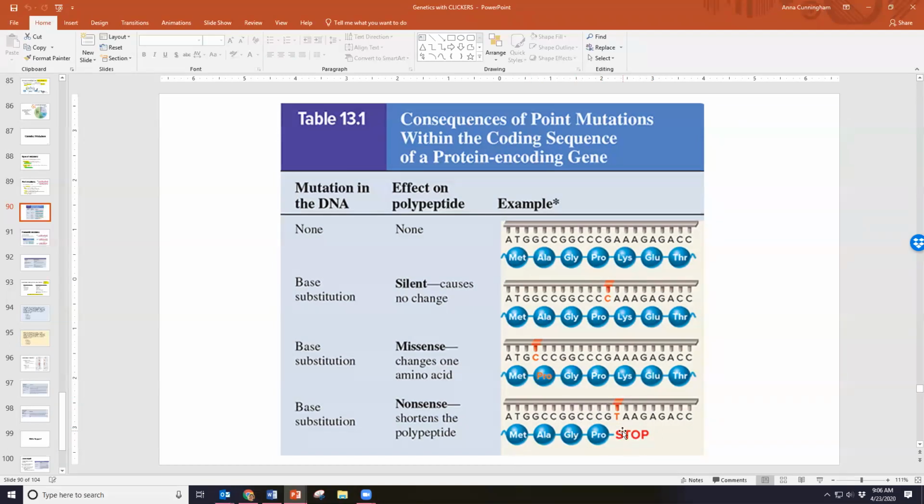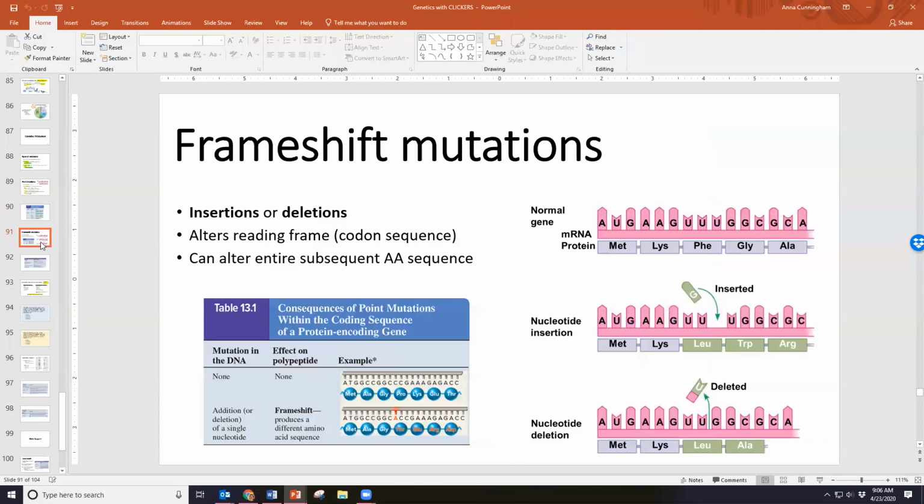So it's shortened. And then we talked about frameshift mutations, again, insertions and deletions. You can see the big difference here is that not just one amino acid was changed, all subsequent amino acids are changed. So a little bit more serious.